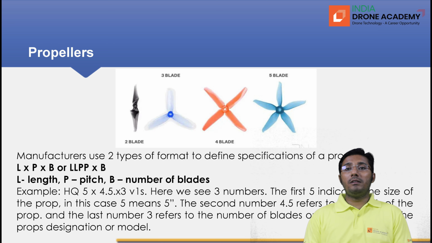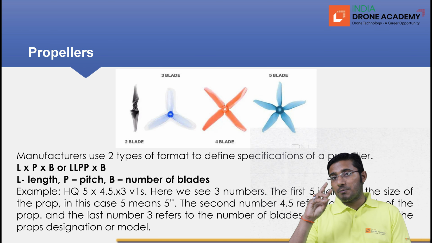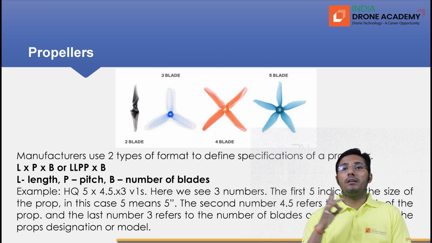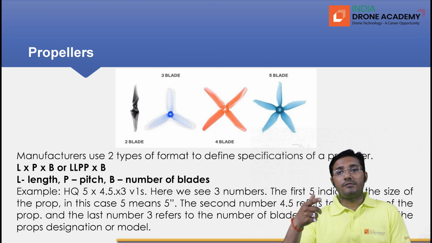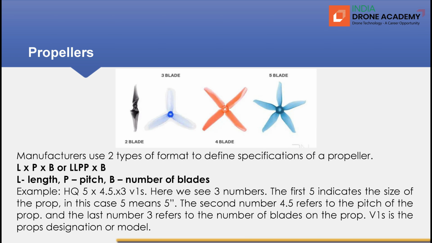Pitch of the propeller can be understood in this way. If a propeller spins and completes one cycle, one complete circle after rotating, the forward distance which it will cover in one single rotation, that distance refers to the pitch of that propeller. Some propellers have a lower pitch, some have a high pitch. So these lower and higher pitch values can affect the performance of the propeller.